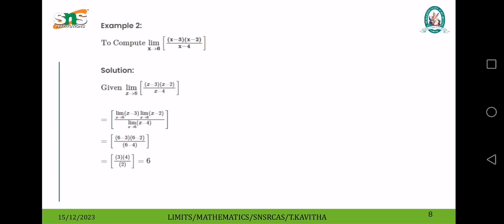The second example is to compute limit x tends to 6 of x minus 3 into x minus 2 divided by x minus 4. Here we use the multiplicative and division rules also. Therefore, we separate the limits: limit x tends to 6 of x minus 3 and limit x tends to 6 of x minus 2 divided by limit x tends to 6 of x minus 4. We substitute the x value as 6, then we get 6 minus 3, 6 minus 2, 6 minus 4, that is 3 into 4 by 2, which is equal to 6.